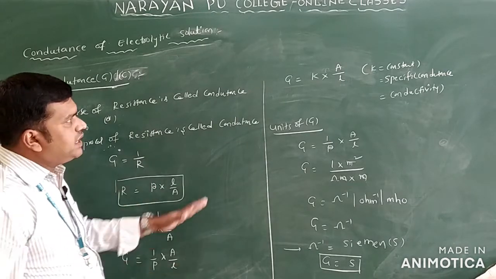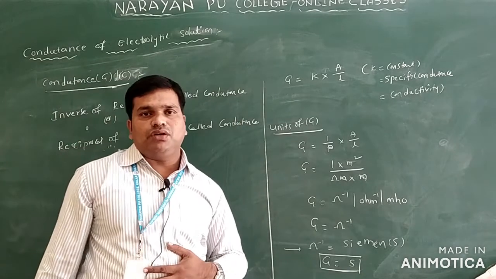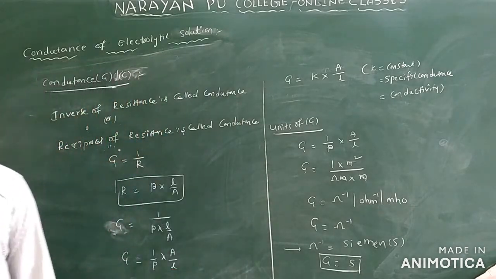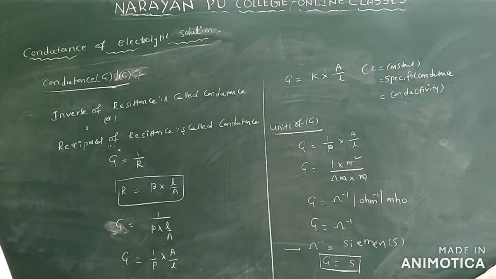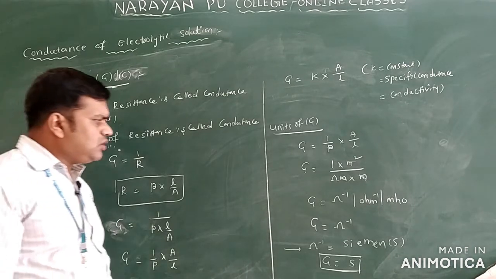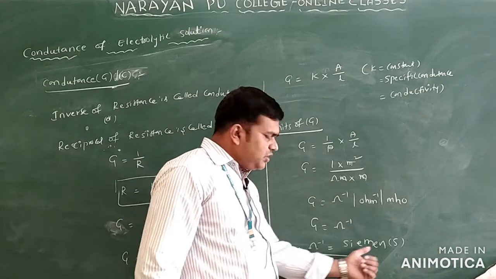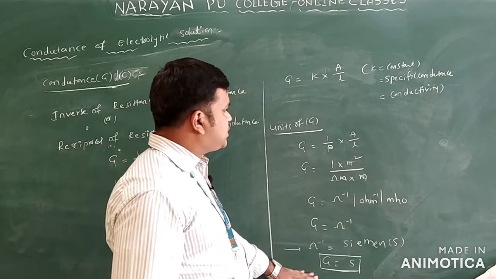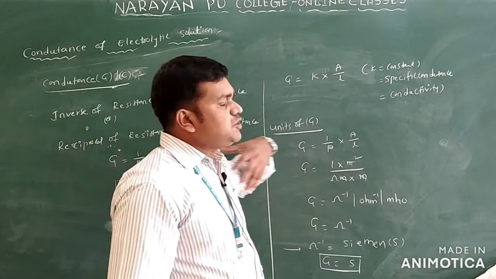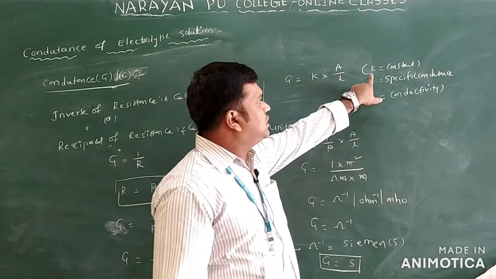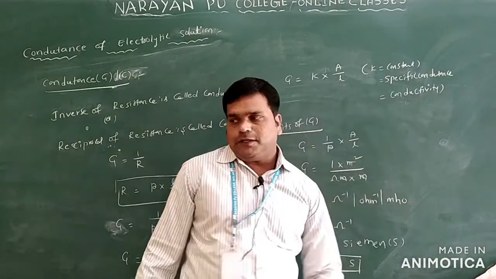From this I derived the units of conductance. You got the unit of conductance as Siemens only. So Siemens is equal to ohm inverse. These are the units of conductance only. Next we have to derive one more term, that is conductivity only.